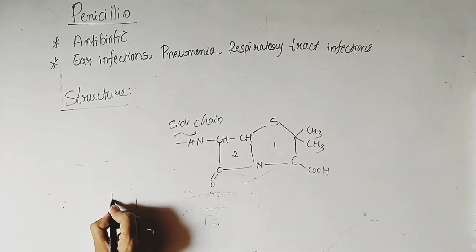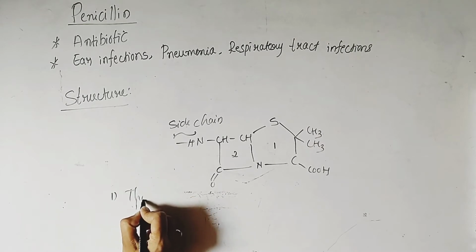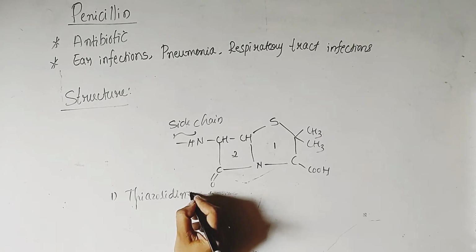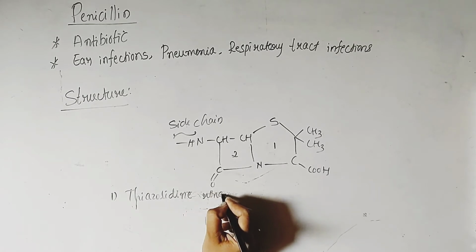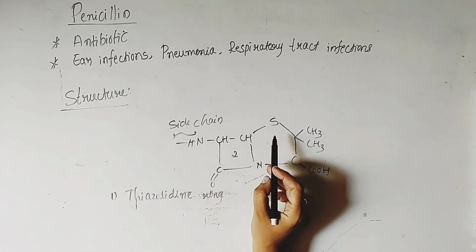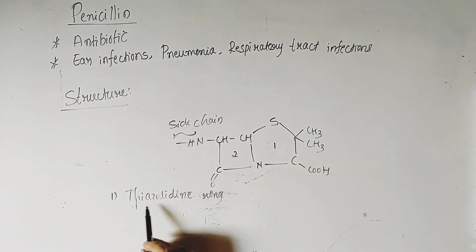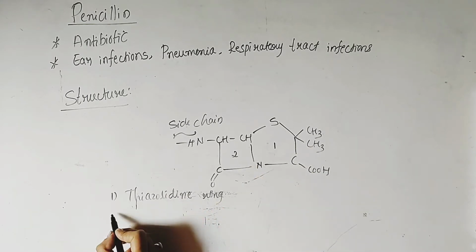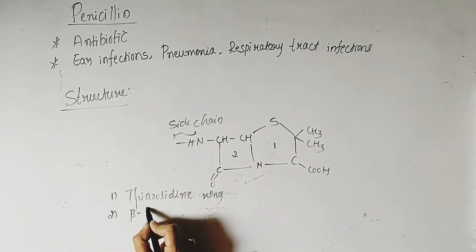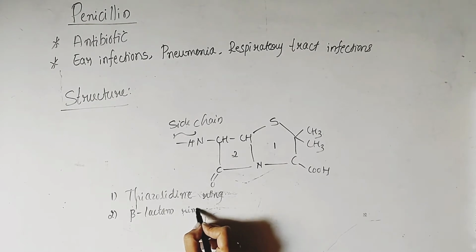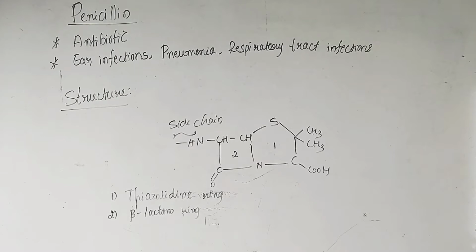The first ring is called the thiazolidine ring. It contains nitrogen and sulfur in the same ring, so it is called the thiazolidine ring. The second one is called the beta-lactam ring. Lactam means it is a 4-membered cyclic amide. And the third one is the side chain.